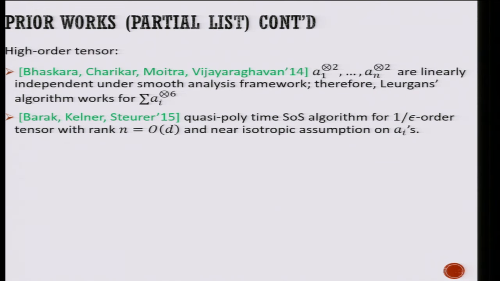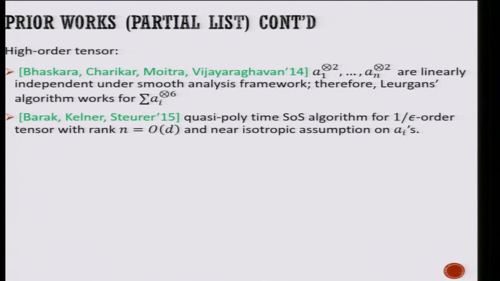The idea is that if you have a high order tensor, it's usually easier to decompose. The reason is simple: if you look at a_i to the tensor power 2, they are more likely to be linearly independent than the a_i, because they are in d squared dimension and you have only n of them. So if n is less than d squared, you can hope they are linearly independent. This paper shows that under the smoothed analysis framework, they are indeed linearly independent with very good probability, and therefore you can use Jennrich's algorithm for the low rank case on the sixth order tensor, because you just view the sixth order tensor as a three order tensor over a_i to the tensor power 2.